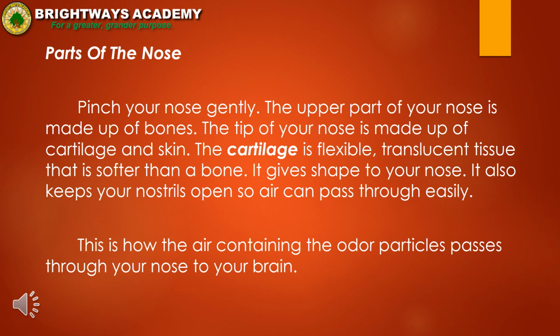The upper part of your nose is made up of bones. The tip of your nose is made up of cartilage and skin. The cartilage is flexible, translucent tissue that is softer than a bone. It gives shape to your nose. It also keeps your nostrils open so air can pass through easily. This is how the air containing the odor particles passes through your nose to your brain.